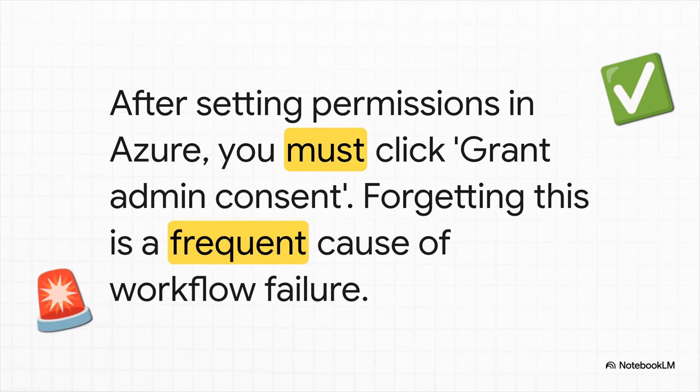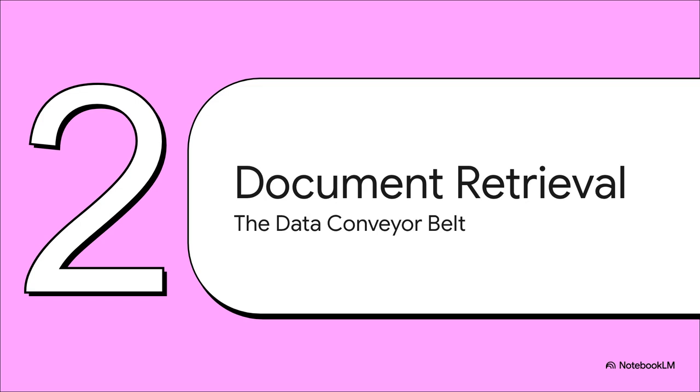And here is a pro tip that, trust me, will save you hours of banging your head against the wall. After you set those permissions in Azure, you have to click the Grant Admin Consent button. It's such a small step, but it is hands down the number one reason server-side automations like this fail. That one click is what officially says, yep, I approve these permissions for my workflow. Don't forget it.